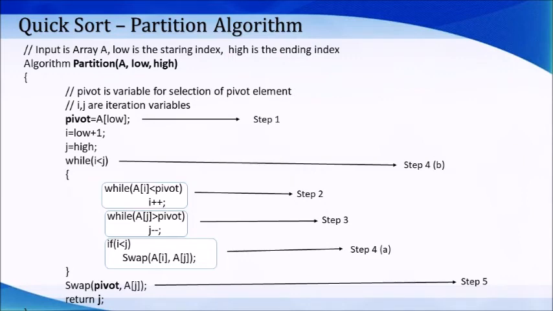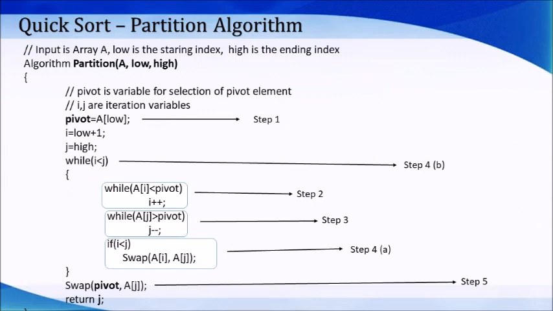In our example, we have selected the first value as the pivot value, correct? That means the array's starting index, A of low. Low indicates here the starting index. So A of low is stored in pivot. This is step 1. Now I need to start the i and j iterators.